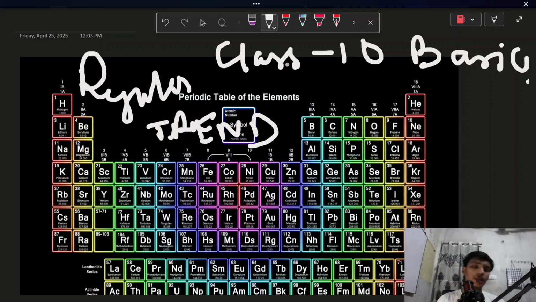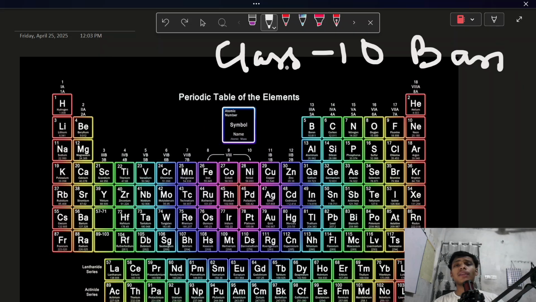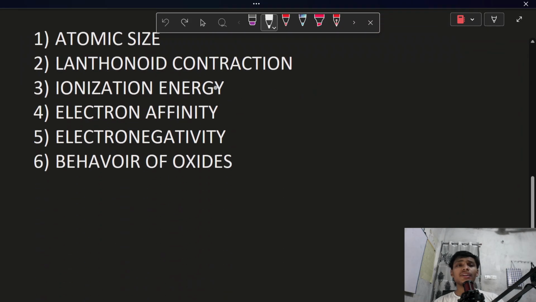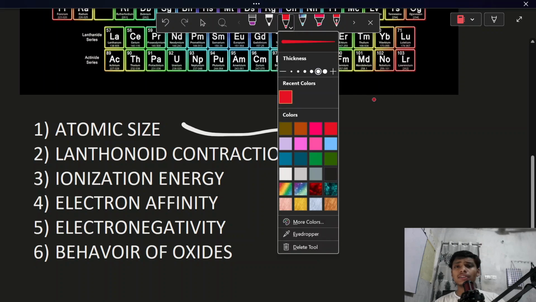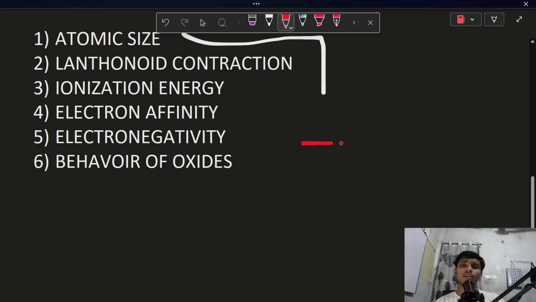For example, what can be a class 10th basic trend? For example, the atomic size we know, right? For atomic size we know that when we are going across a period, atomic size decreases. When we are going down the group, atomic size increases, right?